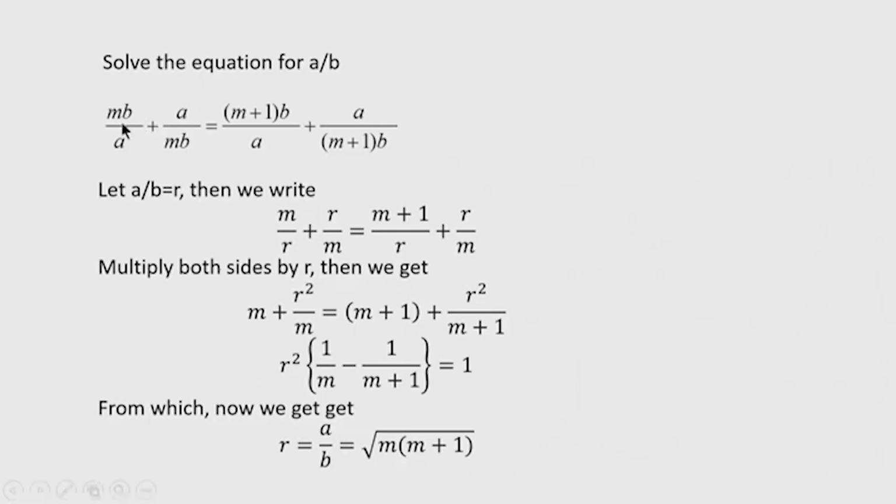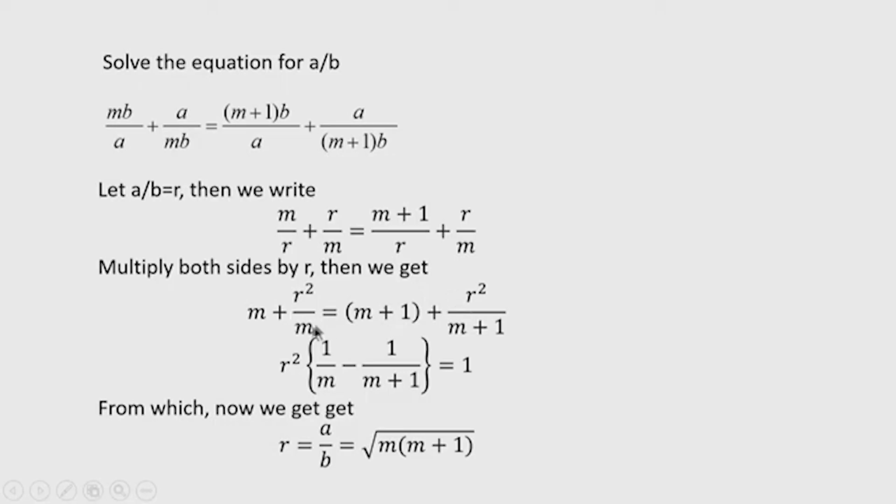Let a by b be equal to r, then we can write m by r plus r by m equal to m plus 1 by r plus r by m plus 1. Multiply both sides by r, then we get m plus r square by m equal to m plus 1 plus r square by m plus 1. So, this quantity is found. Now, we want to solve for this r. How is r solved?